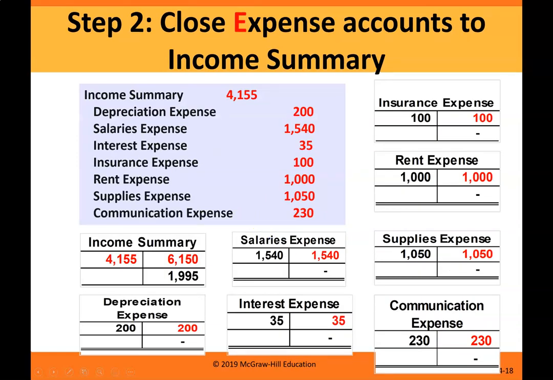Step 2, close expense accounts to income summary. So the same thing goes here. So if I have depreciation expense of $200, if I credit my expense account, it will bring my account down to zero. So we clear out all of these accounts: depreciation, salaries, interest, insurance, rent, supplies, and communication expense. Add those all together, and now they're sitting in the income summary account. So we just move them out of these temporary accounts into the income summary account.